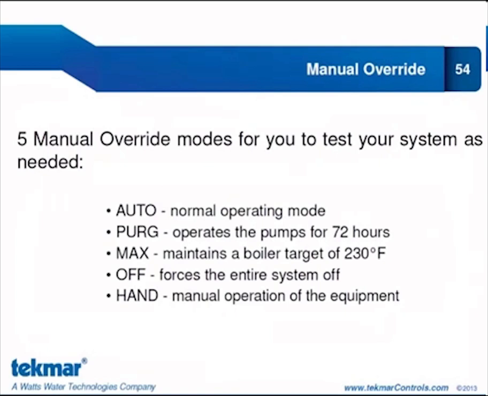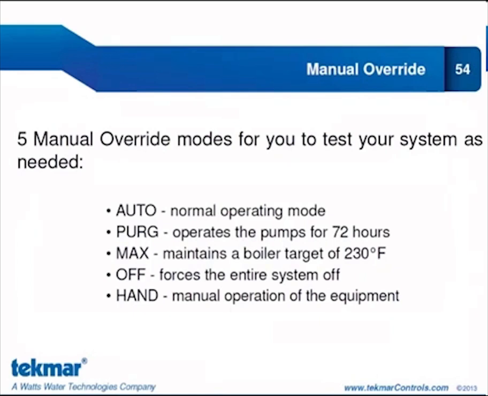The max setting is similar to our max heat function in that it maintains a high boiler target. In this case, the boiler target will be 230 degrees Fahrenheit. This is also a fixed setting that cannot be changed. Now, how long will it operate that boiler for? Well, that is a setting called the timeout period that is set by the user. You can set that to a time between 1 hour and 72 hours. So you do have control over the length of time that the boilers will be operating to maintain that target. If you do want to exit that earlier, then you simply change the manual override mode back to auto.